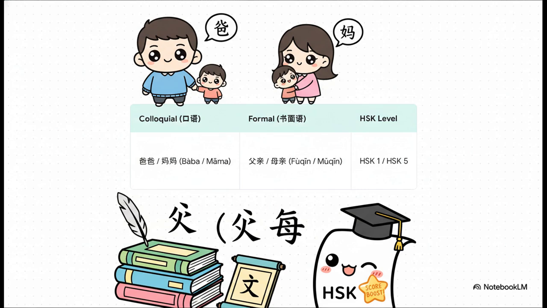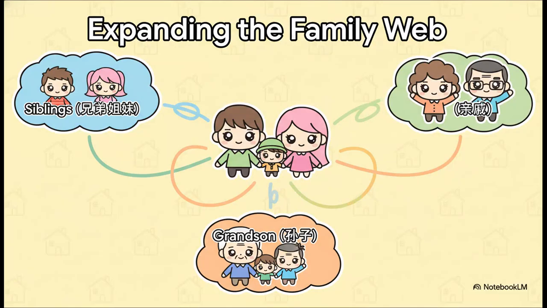Look, everyone learns Bàba and Māma in HSK 1, but by the time you get to HSK 5, the exam expects you to know the formal versions, Fùqīn and Mǔqīn. You'd say Bàba to your dad's face, but you might use Fùqīn in a formal essay. Here's a pro tip. Using those formal terms in the HSK writing section will absolutely give your score a nice little boost. And of course, the family web doesn't stop there.